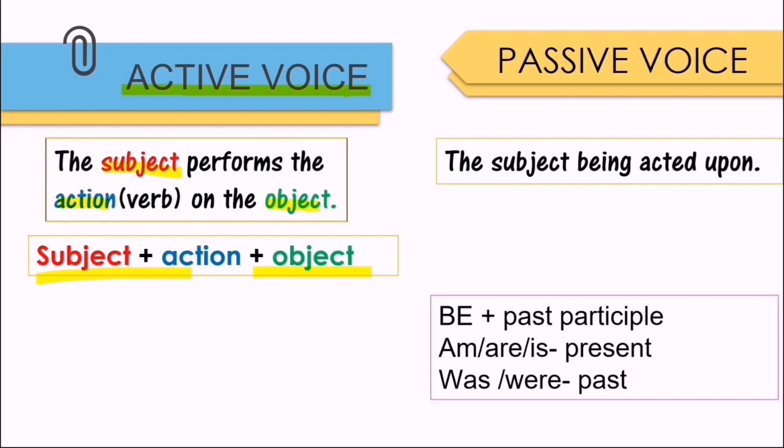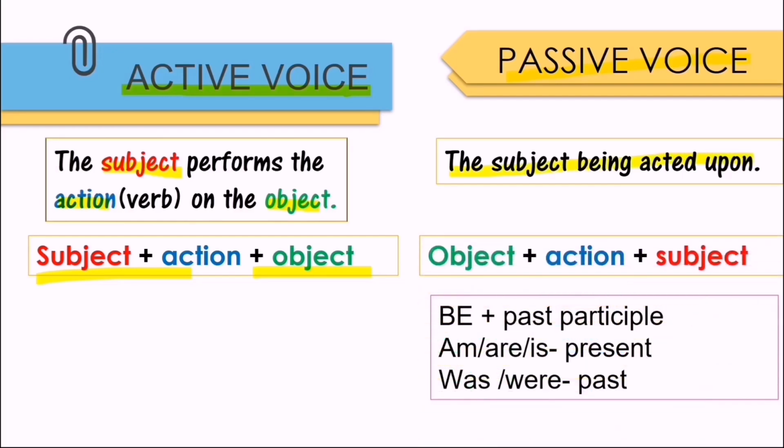Whereas in the passive voice, the subject is being acted upon. So the pattern is the object plus action plus subject. And always remember that in the passive voice, there is a verb be. Verb be plus past participle of the verb. Verb be are am, are, or is in the present tense, and was or were in the past tense, okay? Plus past participle of the verb.